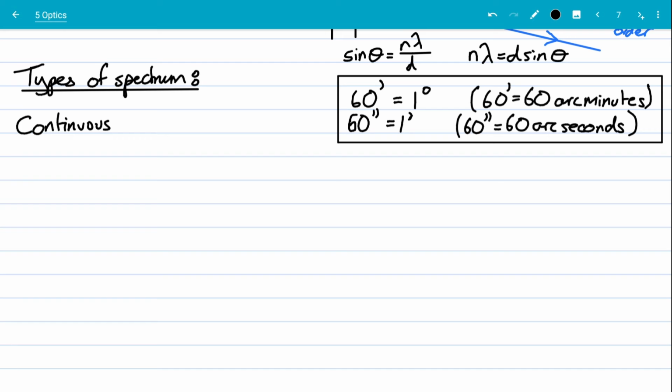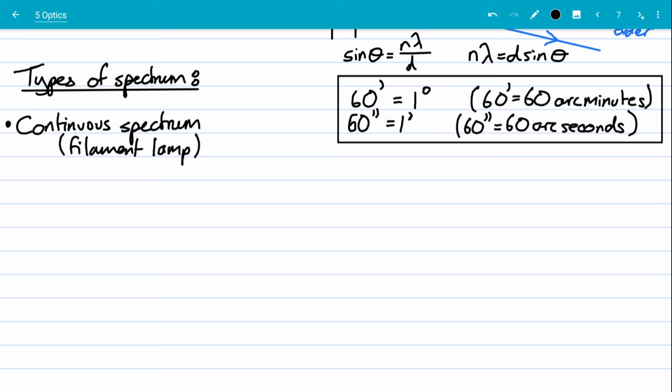Continuous spectrum. This is if you have something like a filament lamp or a white light source. Filament lamp is a good example. Fire, all that sort of thing.